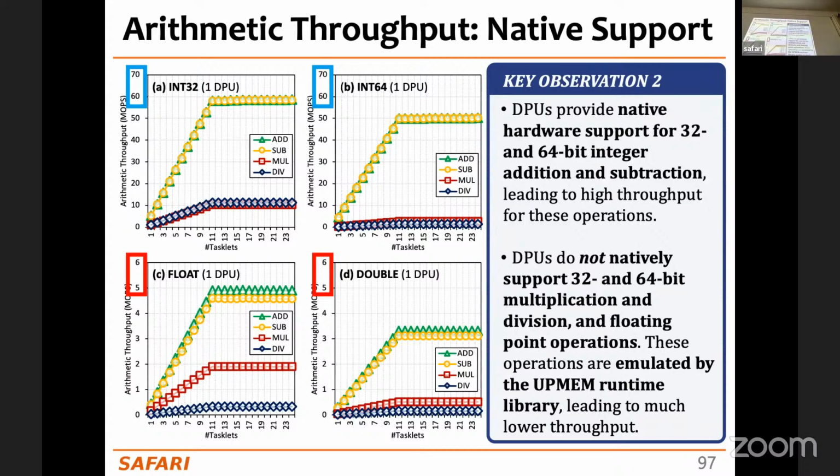The runtime library calls a specific function that emulates and executes the addition of floating point values or multiplication or whatever. In fact, it happens the same as well for multiplication and division of integer values. And this is why we see this large performance gap between addition and subtraction and multiplication and division. So the pipeline is so simple that it doesn't even support 32-bit integer multiplication natively.